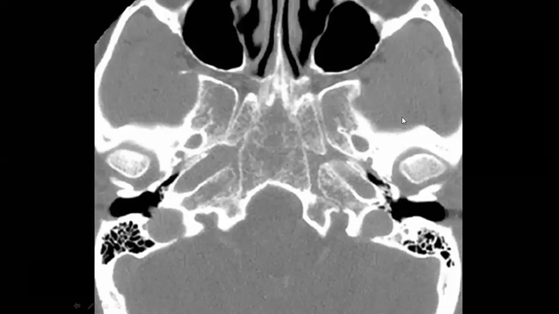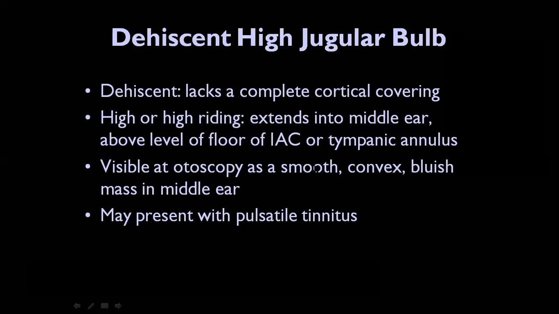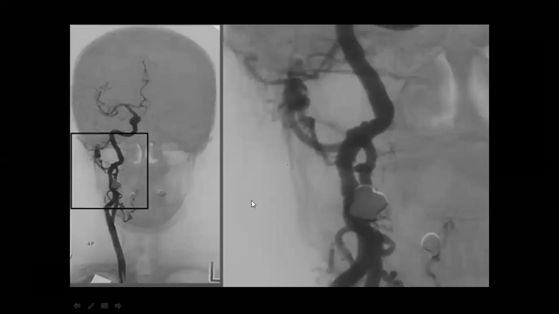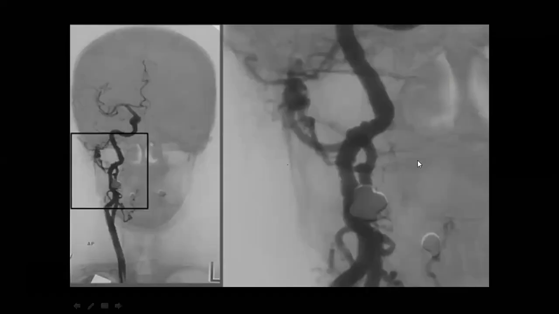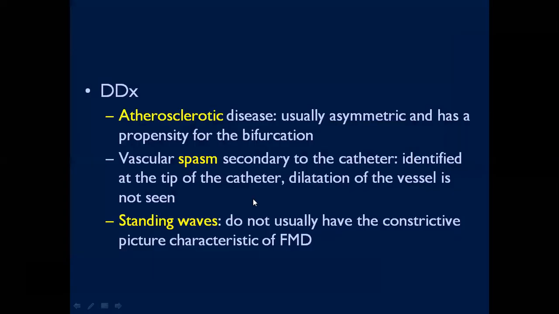Okay, I think the time is going away. I think this one is a dehiscent jugular bulb. This one, yes. And this one is central pontine myelinolysis. We mentioned it before in the last session. This one is fibromuscular dysplasia. Remember that it can have this string of beads, yes, and it can have a differential of atherosclerosis with vasospasm. Thank you everyone.